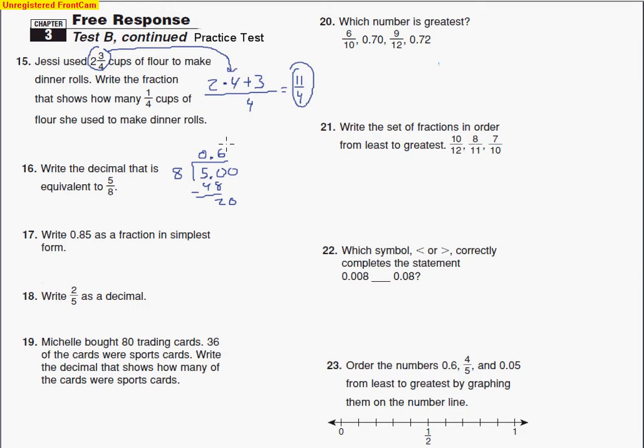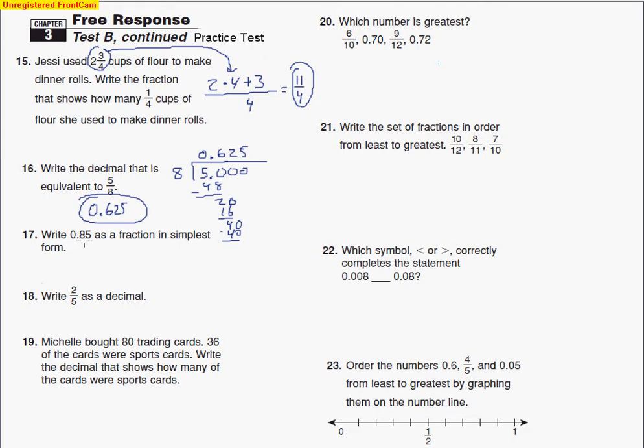8 into 20 goes 2 times. That makes 16, we subtract, and we get a 4 left over. Bring down a 0, and then do 8 into 40. That finishes off the problem. So the decimal equivalent is going to be 625 thousandths. Moving on to the next one, it says write 85 hundredths as a fraction in simplest form.